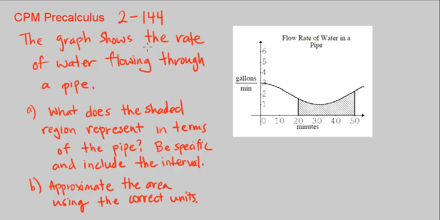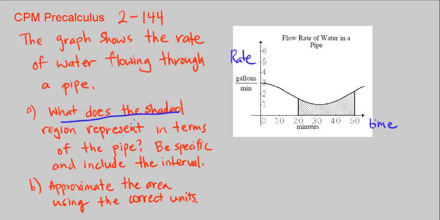This is CPM Precalculus Chapter 2, number 144. The graph here shows the rate of water flowing through a pipe. Rate of water in a pipe, okay? Here our y-axis is gallons per minute, that's the rate. And our x-axis is minutes, that's the time, okay?